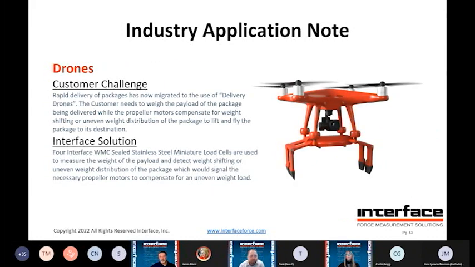Next. Drones. Drones are being used for nearly everything these days, but with the advent of delivery drones, brought about the need to carefully monitor not only total payload, but also the distribution of that payload. So we've got a few situations where, in this case, WMCs were adapted, modified to work directly on board for real-time flight monitoring. So again, machine integration or packaging for sensing is showing up everywhere. Next.